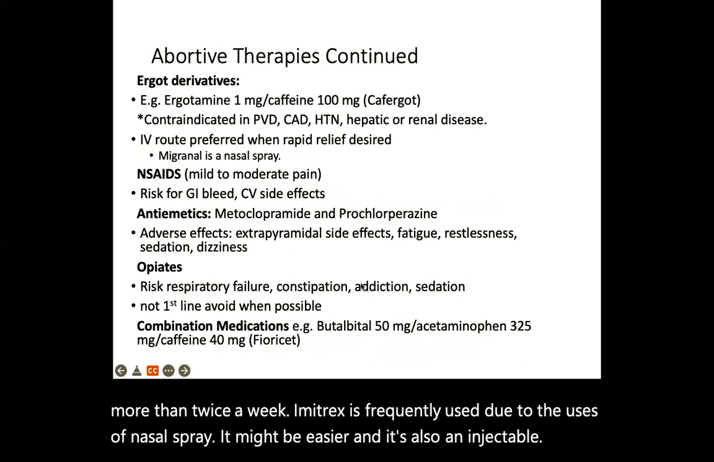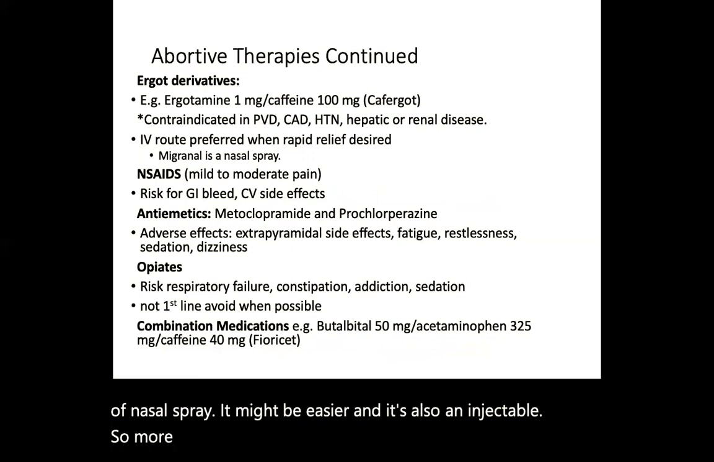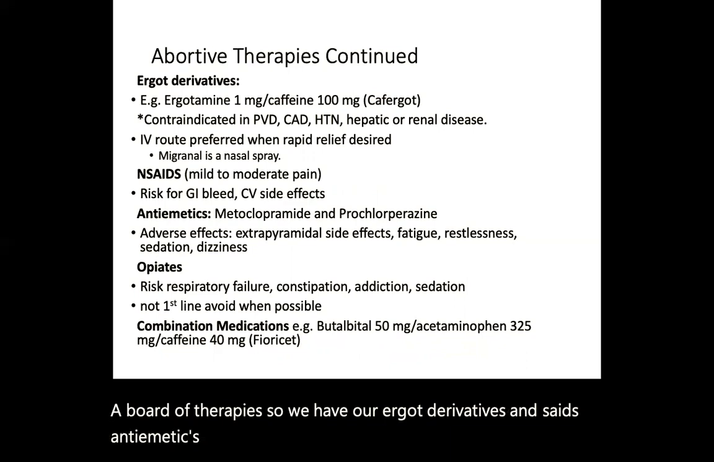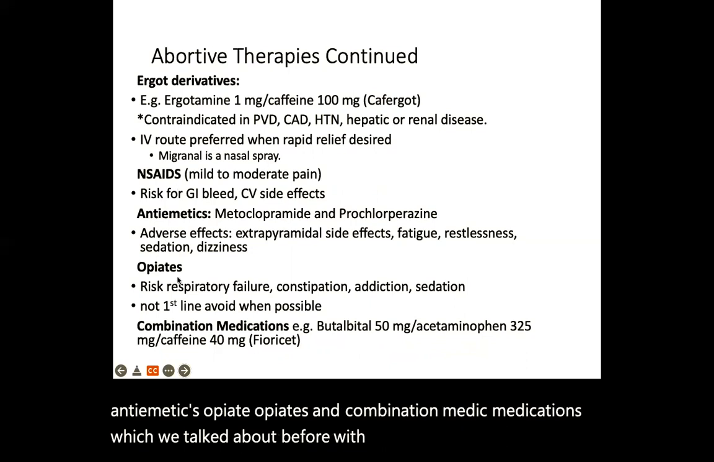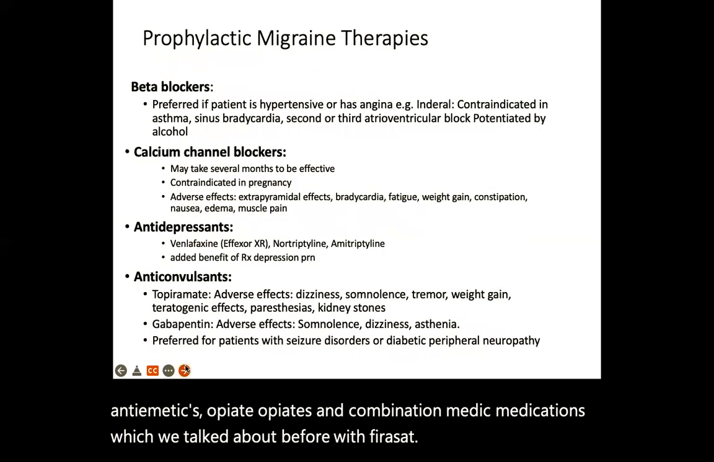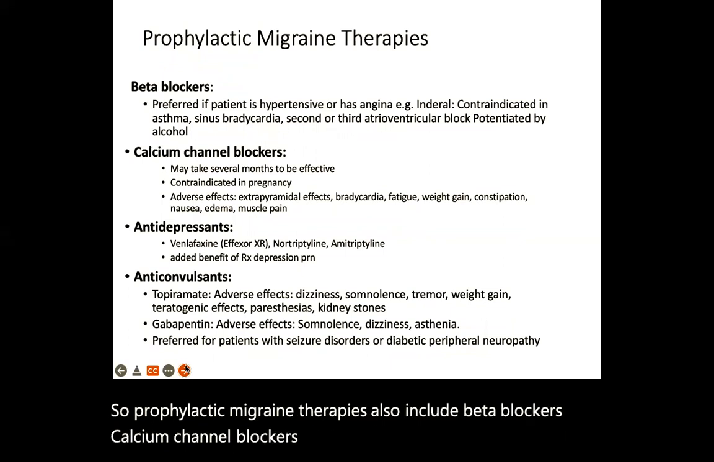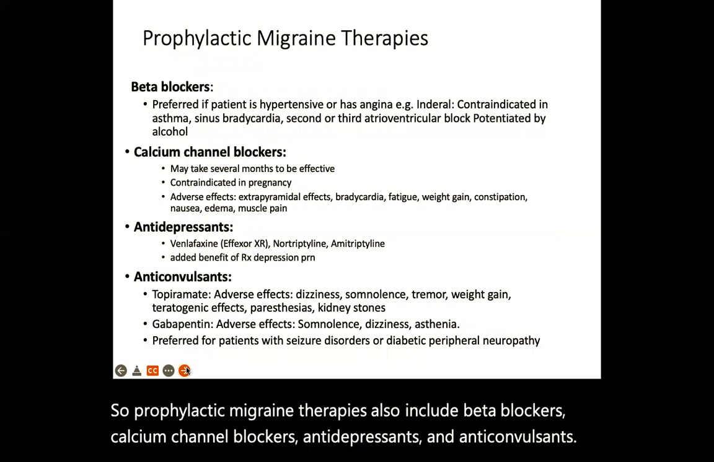Okay, so more about abortive therapies. We have our ergot derivatives, NSAIDs, antiemetics, opiates, and combination medications, which you talked about before. So prophylactic migraine therapies also include beta blockers, calcium channel blockers, antidepressants, and anticonvulsants. But you have to be careful with these.